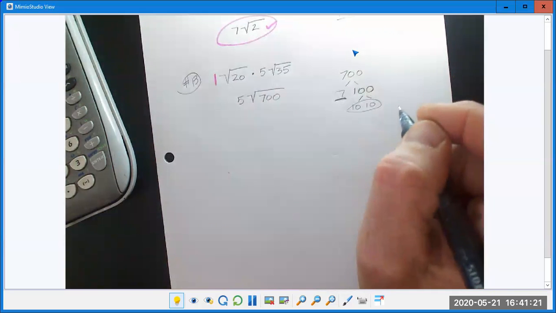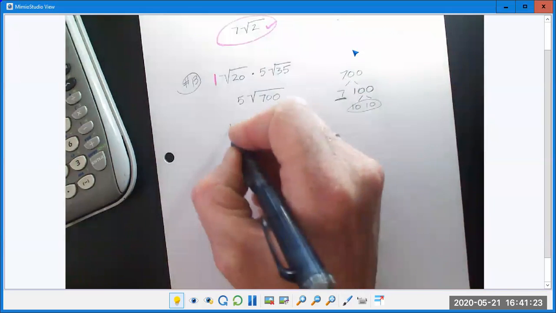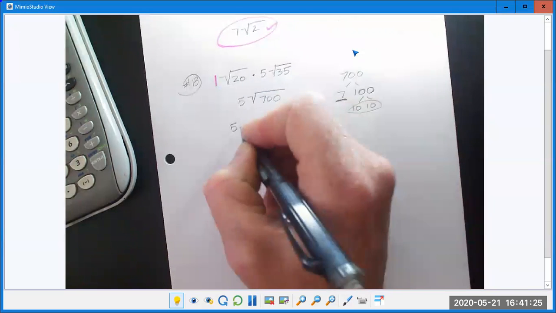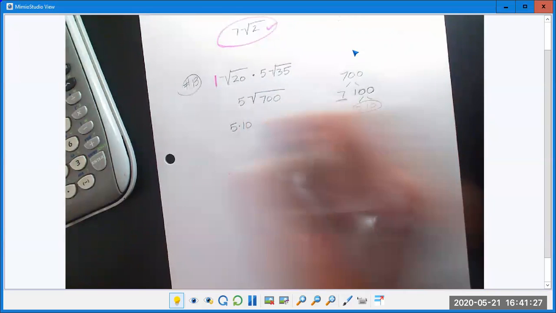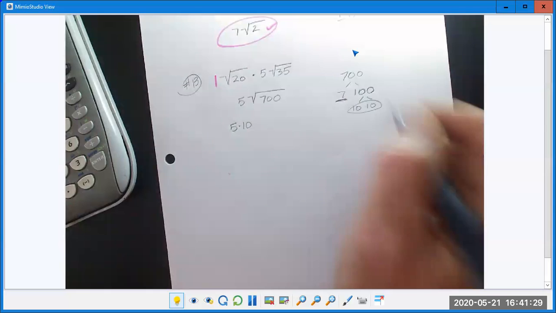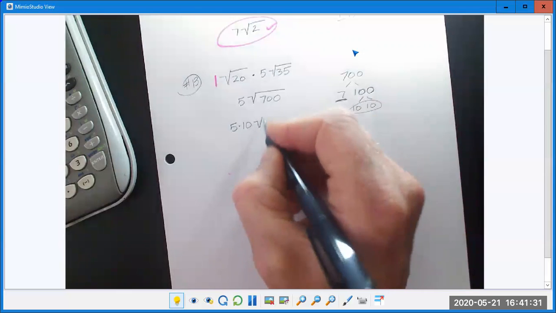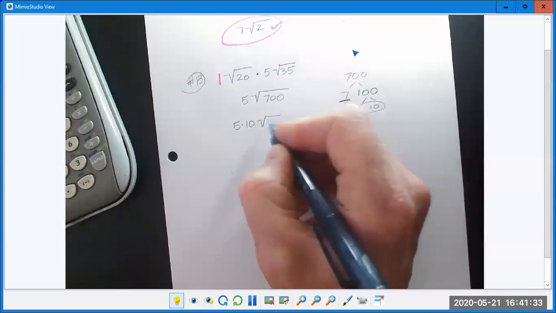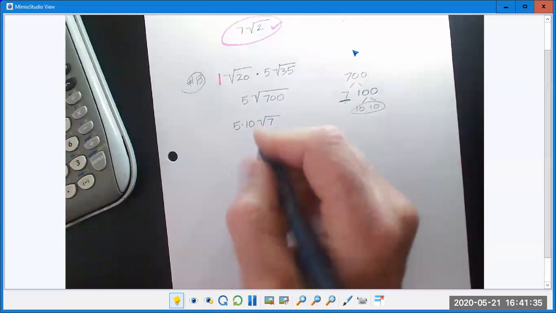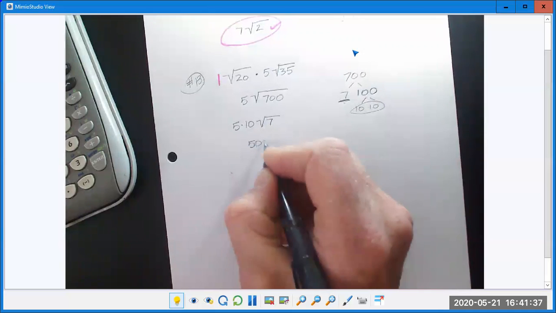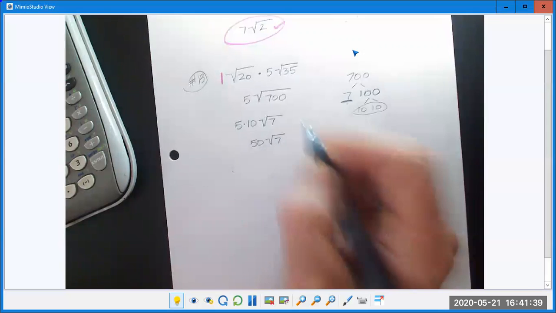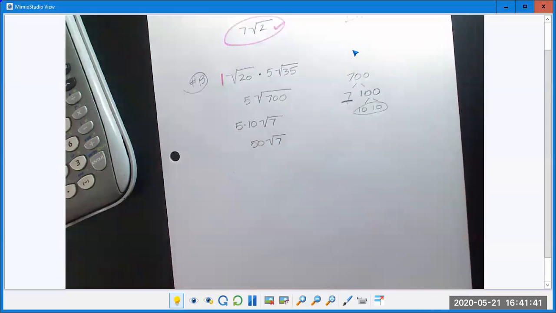Prime number. So I had a 5 outside already. I pull out a 10 from this pair. So here's my 10 representing that pair. And what stays underneath the radical is 7. So this is going to end up being 50 radical 7.